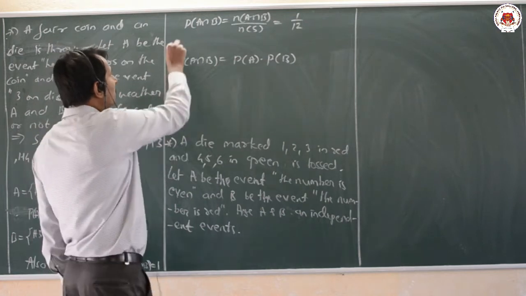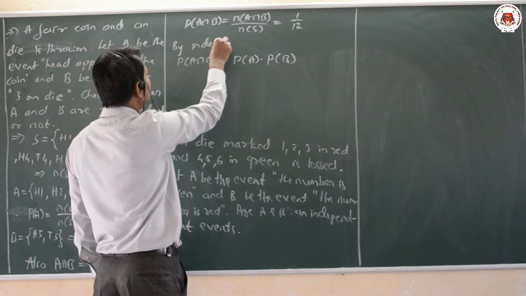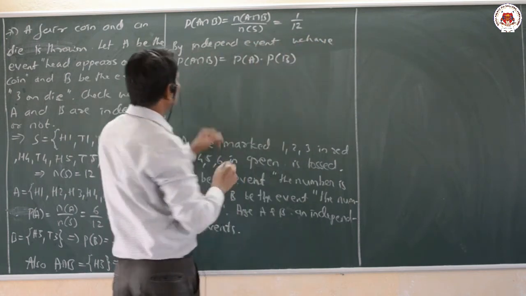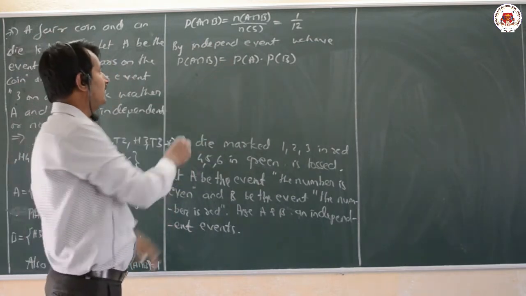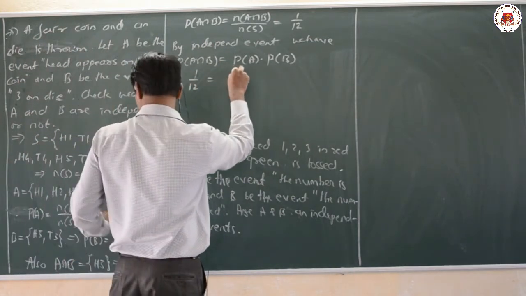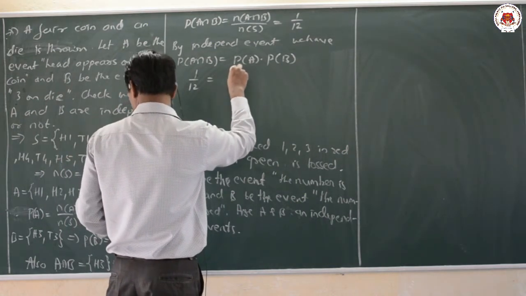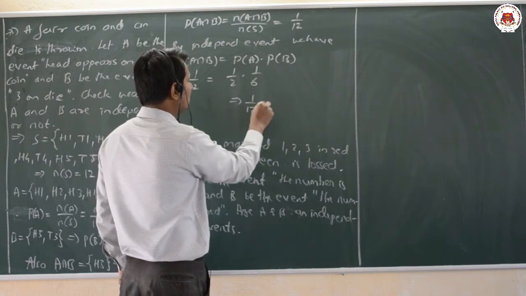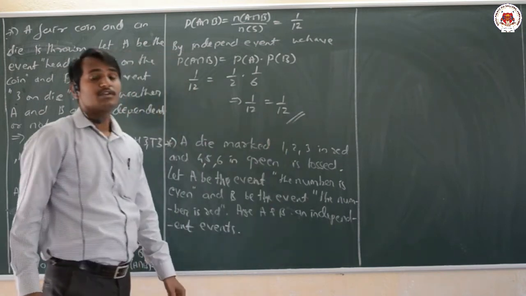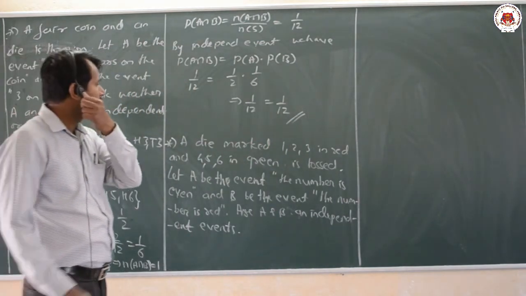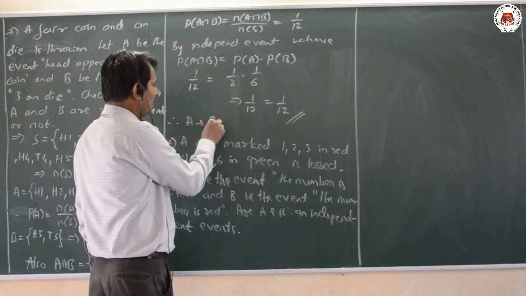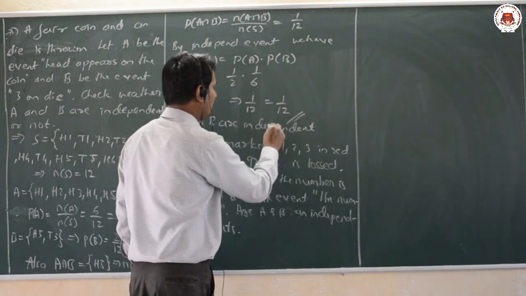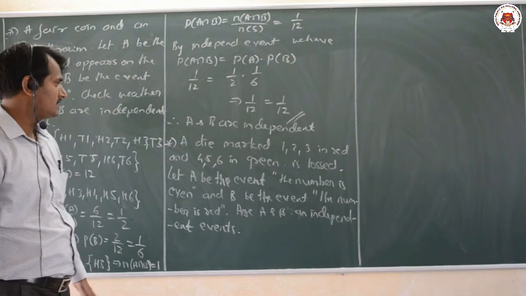That implies, by the independent event condition, P of A intersection B is equal to P of A into P of B. That is, 1 by 12 is equal to P of A, which is 1 by 2, into P of B, which is 1 by 6. That implies 1 by 12 is equal to 1 by 12. Therefore A and B are independent events. This is the first part.